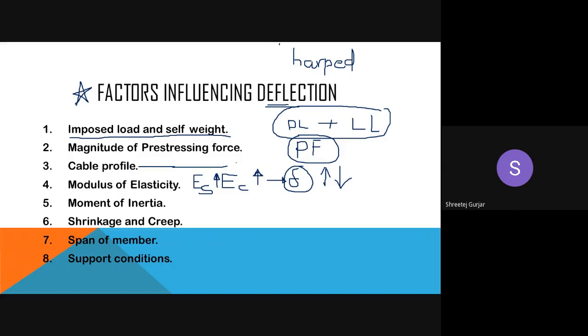Try to answer. Any idea? It will decrease. Why will it decrease? What logic have you thought? As modulus of elasticity increases, it will decrease. That is correct. Whatever your answer, it is correct. But why does it decrease with an increase in modulus of elasticity?